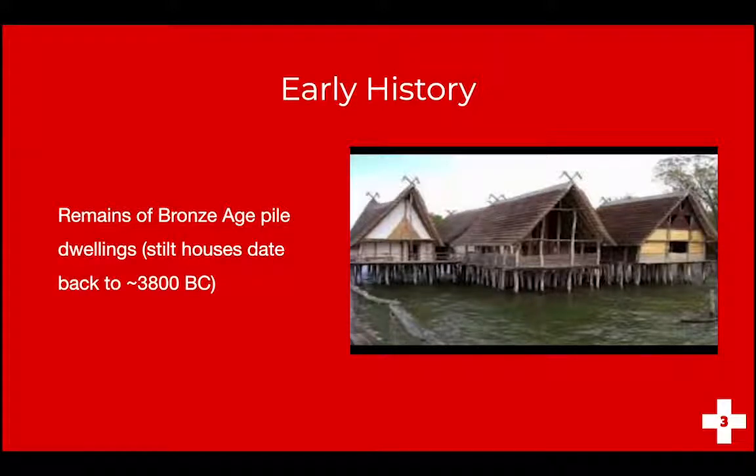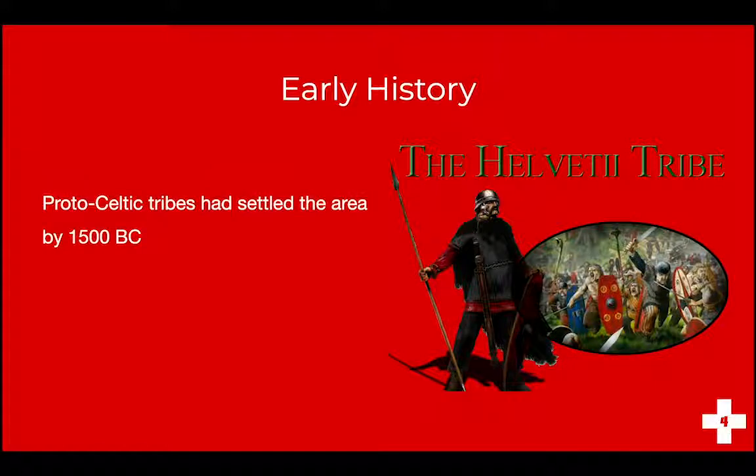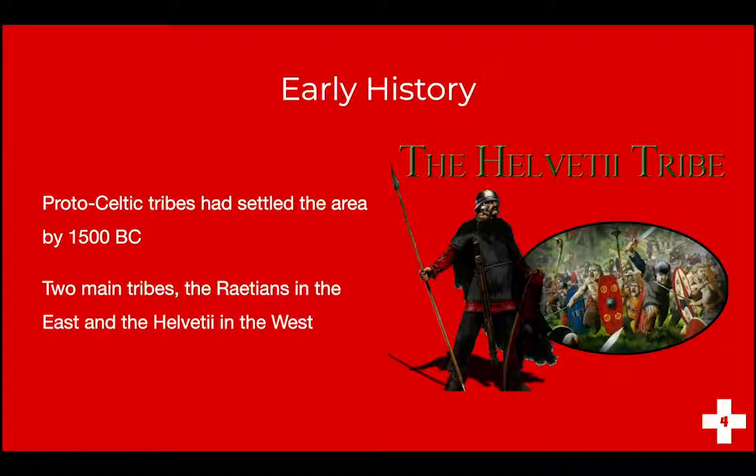And we have remains of Bronze Age pile dwellings and stilt houses all the way back from 3800 BC. And we have evidence that there were Proto-Celtic tribes that had settled the area by 1500 BC. The two main tribes in this region at the time were the Raetians in the east and the Helvetii in the west. And the term Helvetii is where the modern name for Switzerland actually comes from, the Helvetic Republic, a throwback to this early tribe that settled this area.